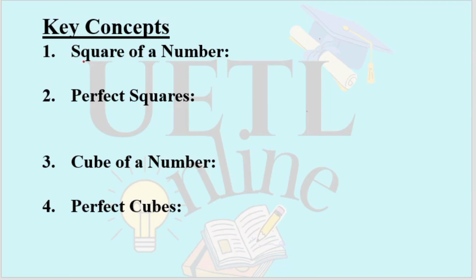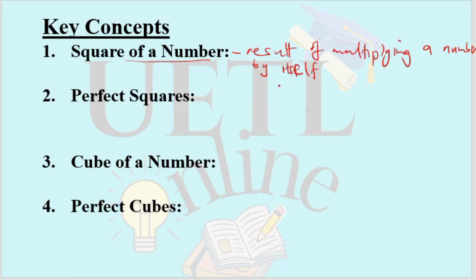Let's start with the square of a number. A square of a number is the result of multiplying a number by itself. Let's say we have a number, and assume this term is a. If you multiply it by another a, it becomes a squared. So this is the square of a. If you want to find the square of any number, just multiply it by itself.